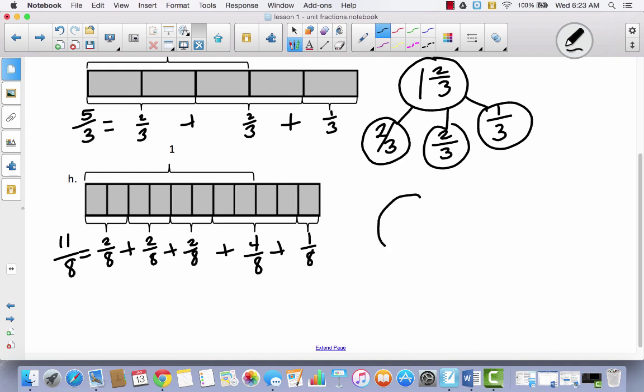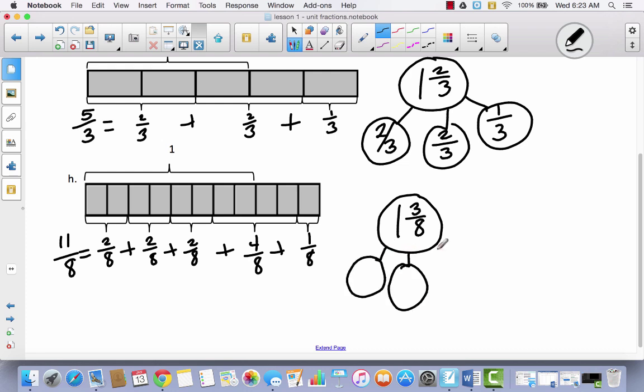Okay, so again, when I do my number bond, I'm going to do this as a mixed number. I've got one whole, and then I've got 1, 2, 3/8 extra. So I've got one whole and 3/8. Then I'm going to have to draw 5 number bonds.